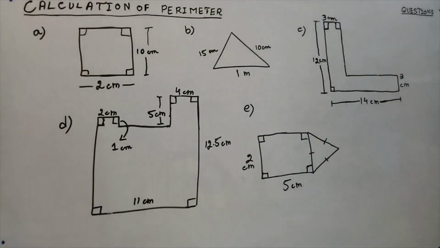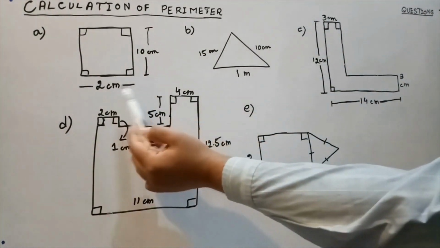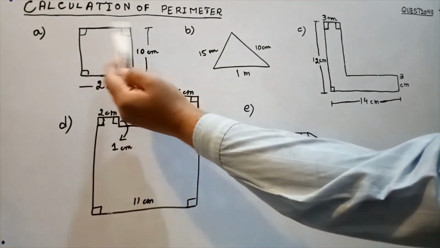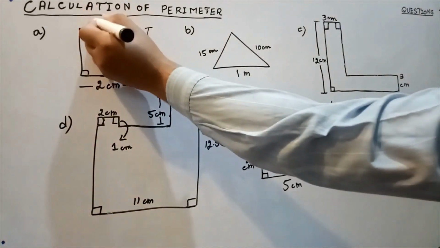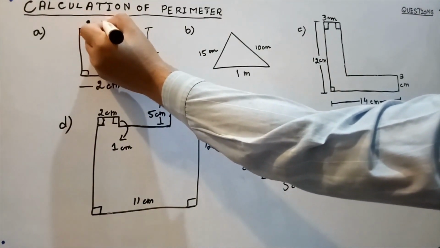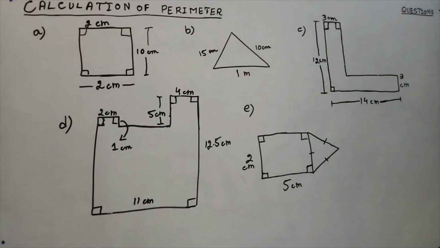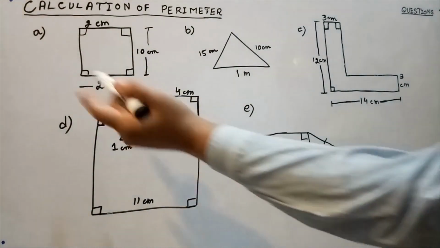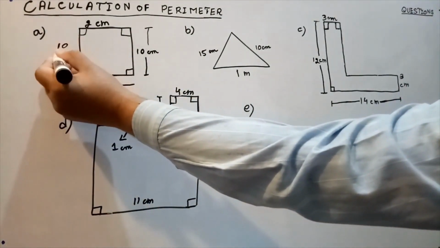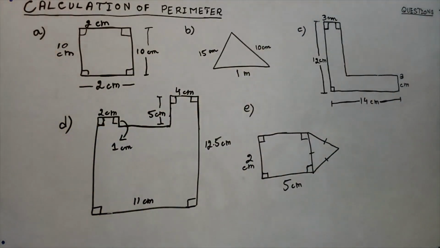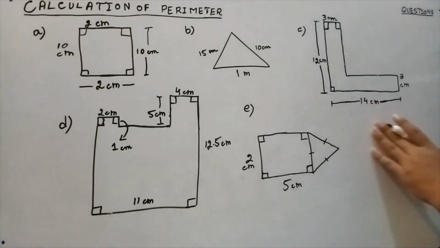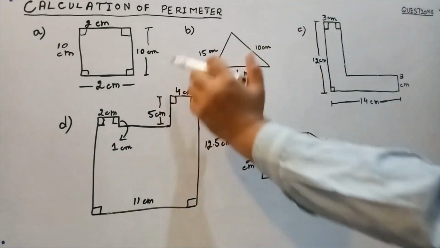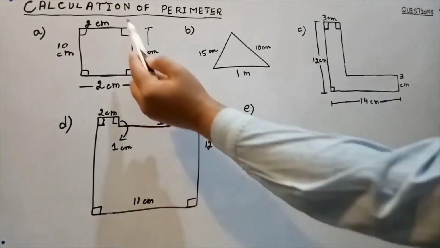So it means that if this side is 2 centimeters, the upper side will also be 2 centimeters. Clear? And if this side is 10 centimeters, the opposite side will also be equal to 10 centimeters. Clear? Alright.